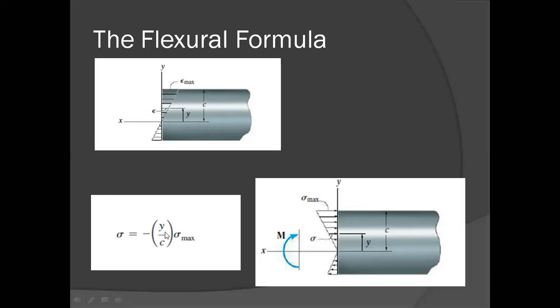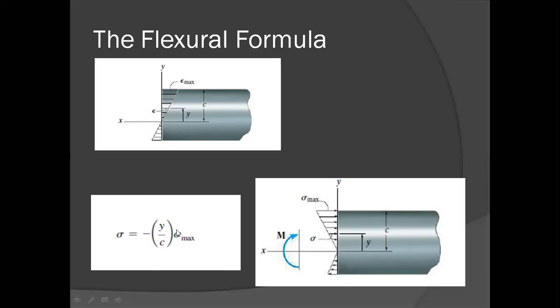So y is positive. Therefore, the stress is compressive, it's negative, and c is the maximum distance to the surface measured from the neutral axis. So y by c into sigma max. At the neutral axis, the stress is zero. Above the neutral axis, the stress is compressive, and below the neutral axis, the stress is tensile.